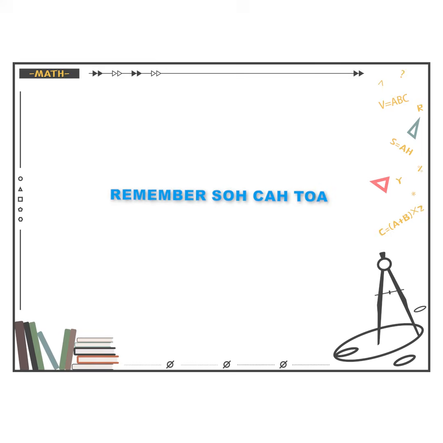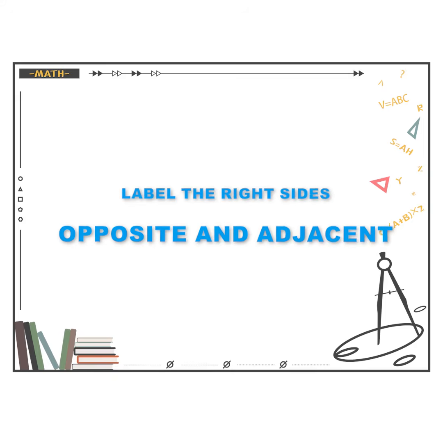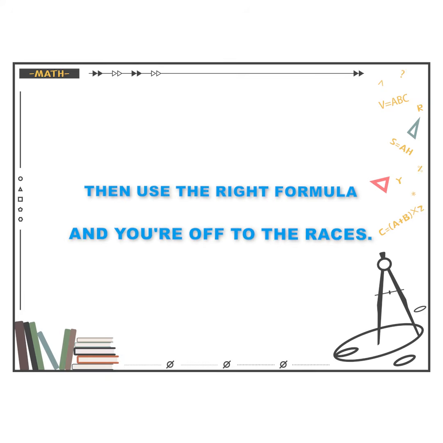Remember SOHCAHTOA and it'll do the trick. Label the right sides opposite and adjacent, then use the right formula and you're off to the races.